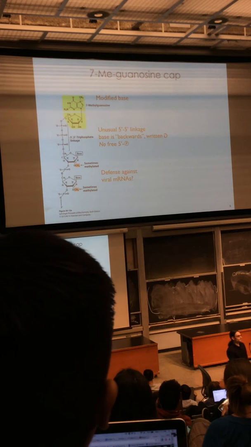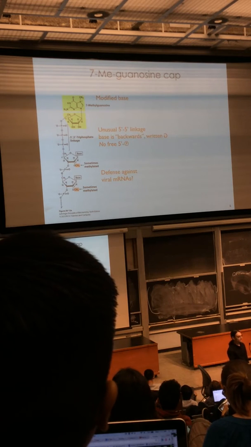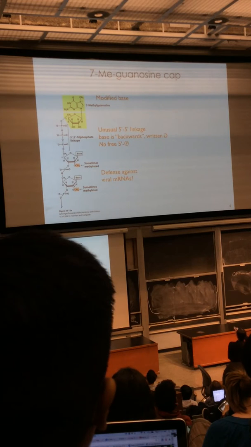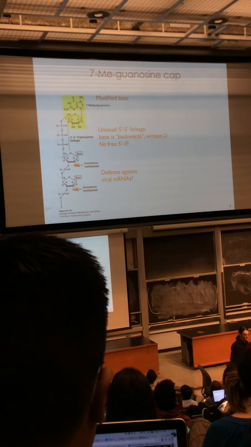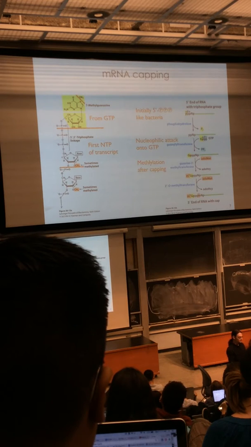And people speculate that this can serve as a defense against viral RNAs or other parasitic RNAs that aren't going to have this distinctive structure. It's certainly true that the cap plays an important role in the stability of eukaryotic mRNAs as well as their efficient translation. So the chemical process of capping is sort of diagrammed here.